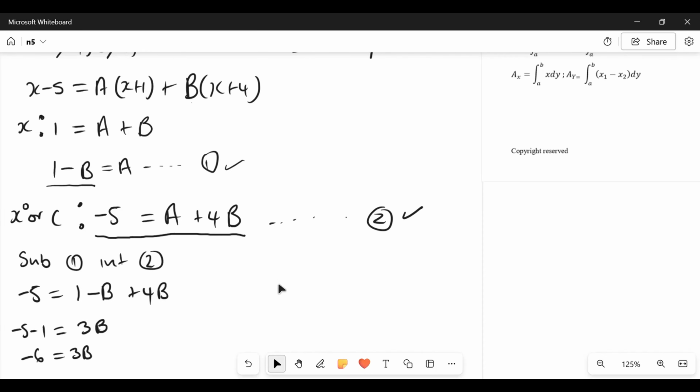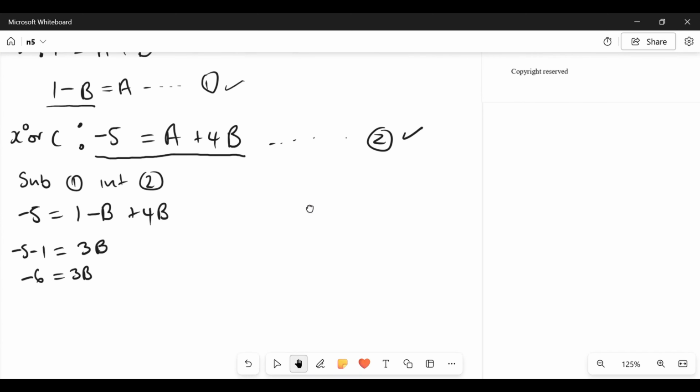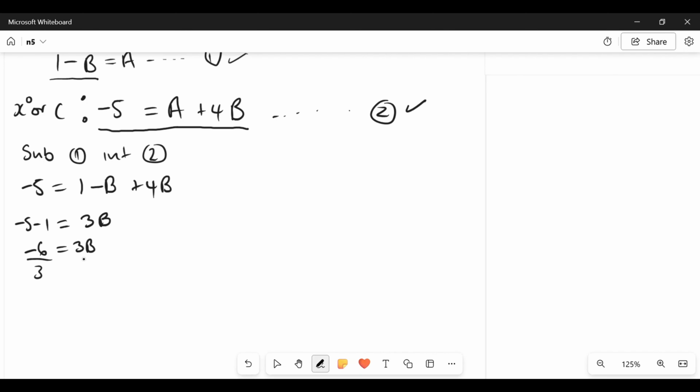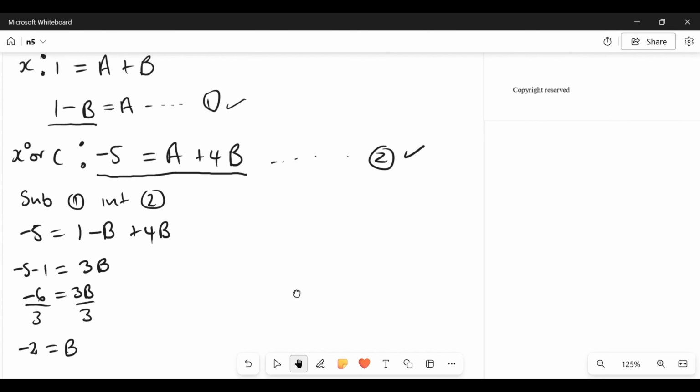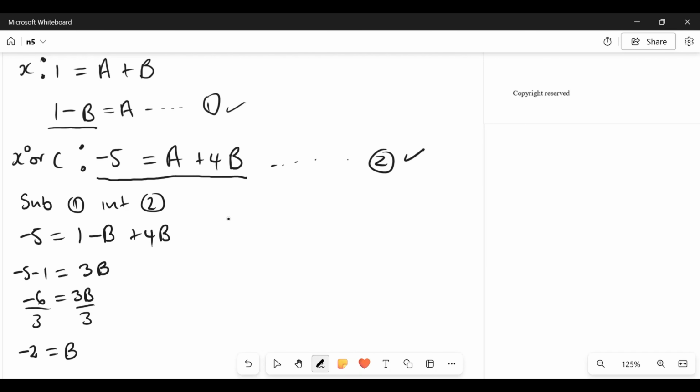Right, let's create more space again, people. More space. So we divide by 3 throughout. So negative 2 is equal to b. There we go. So if b is equal to negative 2, we can find a. How? Let's go back to equation 1. Equation 1 is 1 minus b is equal to a.